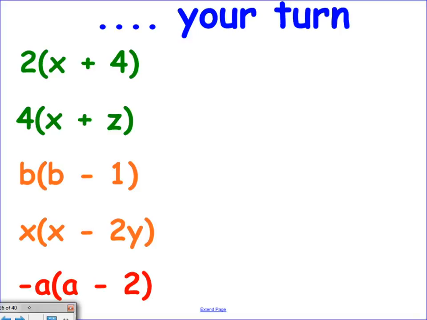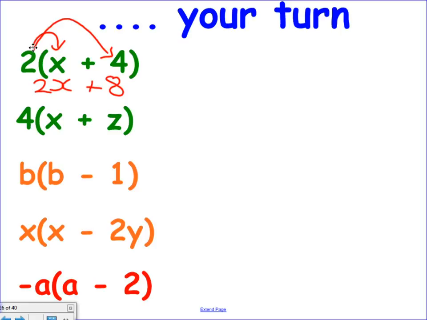So I've got 2 brackets x plus 4. What's my starting point? 2 times x. 2 times x gives me 2x. Good. And then the second thing, 2 times 4 gives me... everyone get that for the first one? Yeah? The second one then, I've got 4 brackets x plus z.